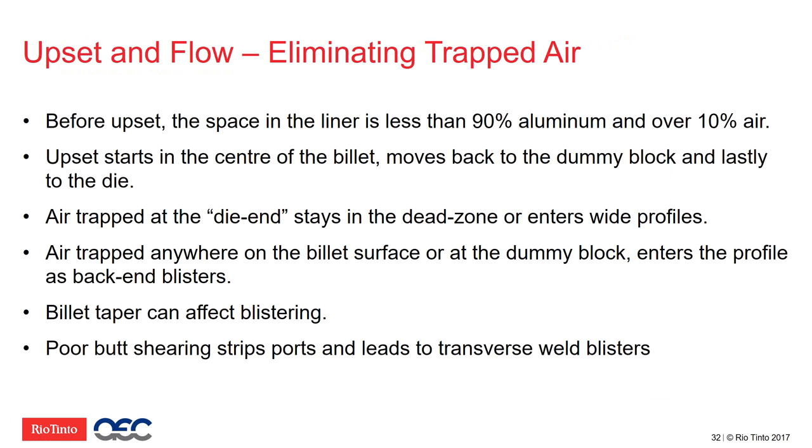So now, just quickly in summary about the upset and flow, keep in mind that there is roughly 10% of air to be removed between the billet and the liner. So 10%, that's quite a bit. The process of upsetting and burping the billet is very important to avoid those kinds of problems. Also keep in mind that the upset starts in the center of the billet, then moves back toward the dummy block, and finally toward the die. The air trapped at the die end stays in the dead zone or enters a wide profile. So any air entrapment that stays close to the die can either be locked there or be released, especially in the case of wide profiles.